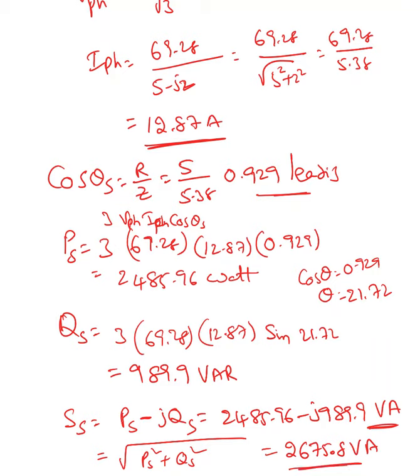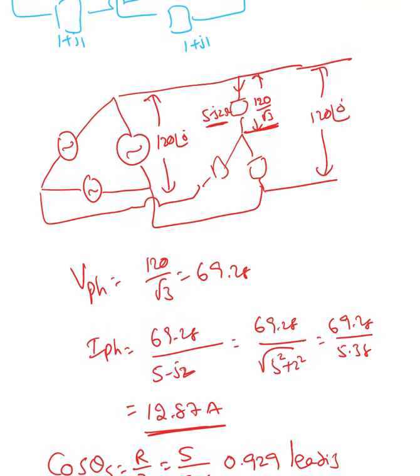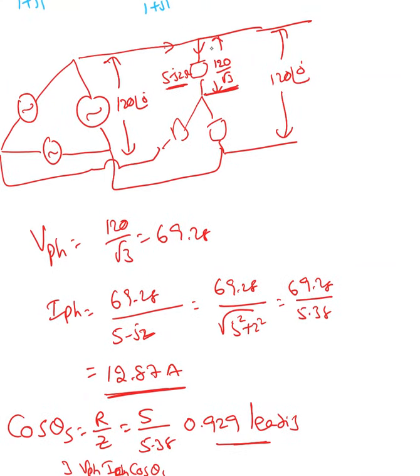Now we can find the power consumed by the load. There are a few ways. All I can do is find the current in the line. Basically, since I found the current in the phase of the load and it is star connected, whatever this I phase is must be equal to I line, isn't it? So what is the line current there? The line current there must be 12.87 amperes.